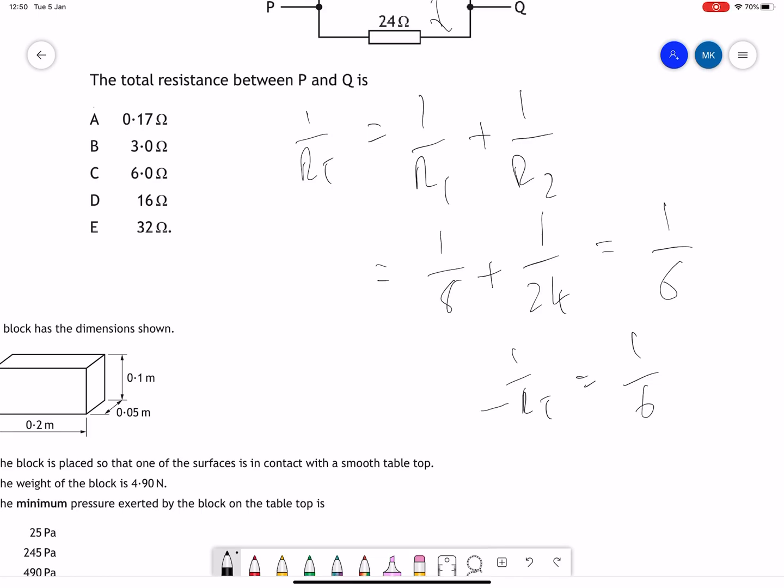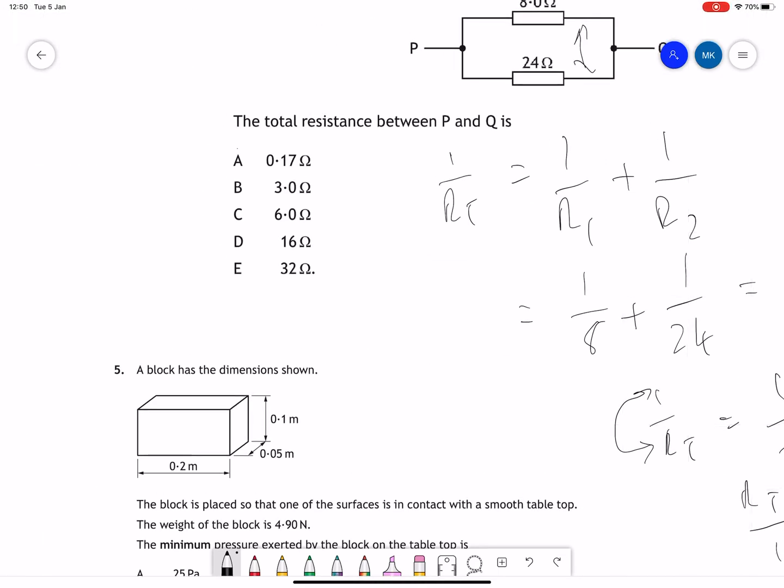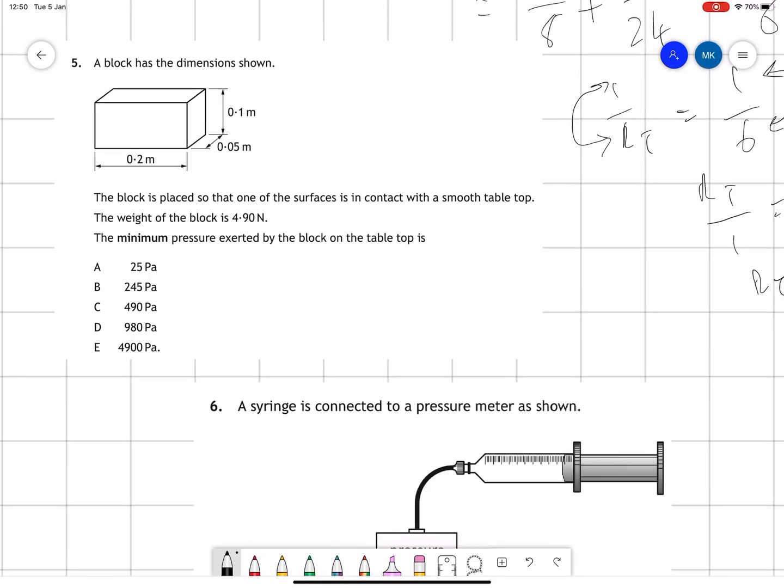Once you get to this stage, you've got to swap over both sides like that. So it's RT over 1 equals 6 over 1. So RT equals 6 ohms. Therefore, the answer is C. 1 mark if you got that.